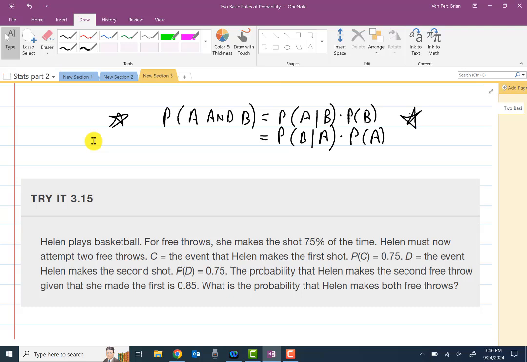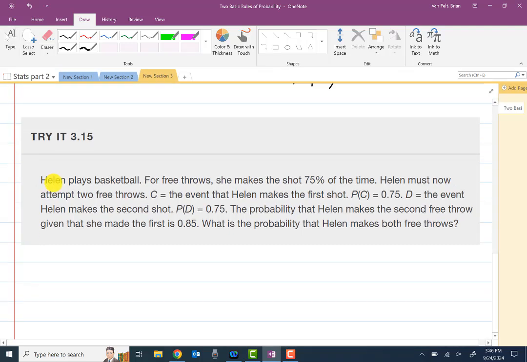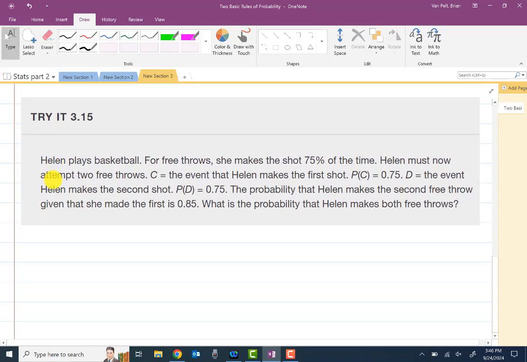The probability that Helen makes the second free throw given that she made the first is 0.85. Well, that's interesting. Let me have that. This is some information that they have given us here. We'll use that in a minute. That's one of those probabilities with the slash mark. The probability, so let me write that.